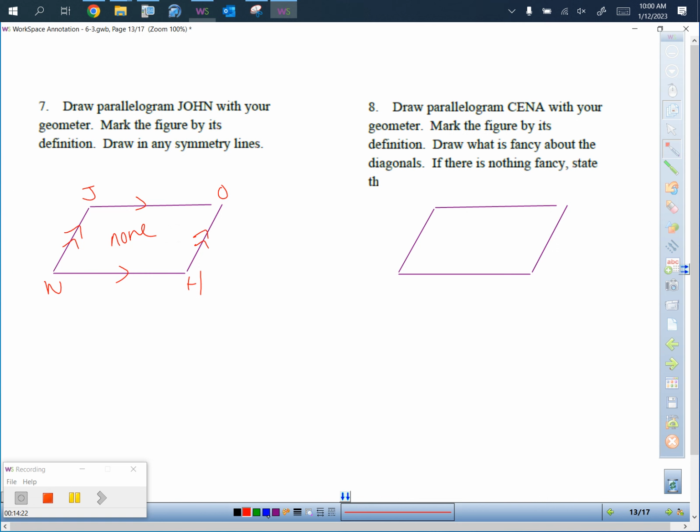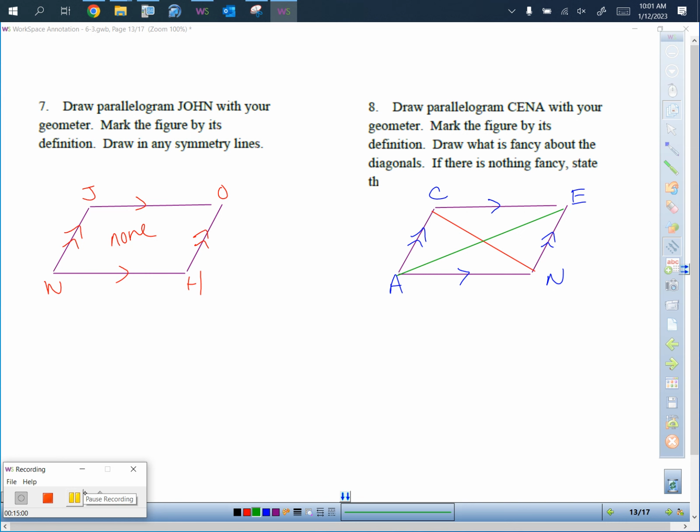We'll do the other guy now. We'll draw parallelogram Cena. Mark him by his definition, like we did before. So, boom, boom, boom, boom. I don't care which one's got single arrows and which one's got doubles, but they got to have it. And then it says draw what's fancy about their diagonals. So, of course, we'll have to draw the diagonals in. And I will let you look to the hierarchy, see what is true about those diagonals, and mark anything fancy that we put, with the tick marks.